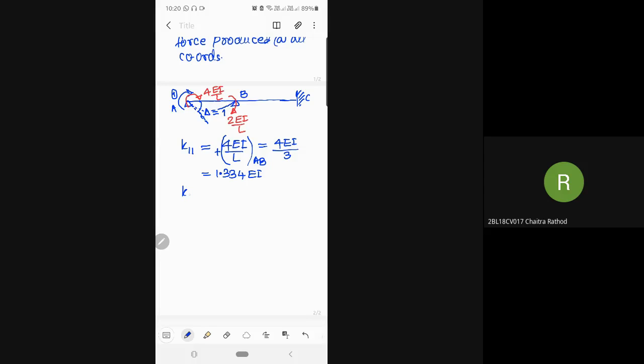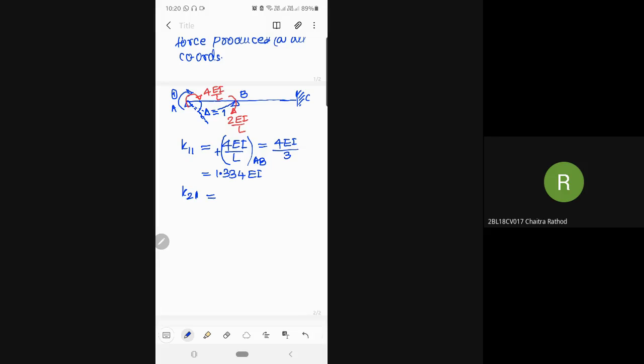Next K21. What is K21? I am calculating force at coordinate number 2 when the unit displacement is at 1. Still the unit displacement where I have given delta 1 is at 1 only. Clear? So this is first column. This 1 means this will give you the first column. Clear?